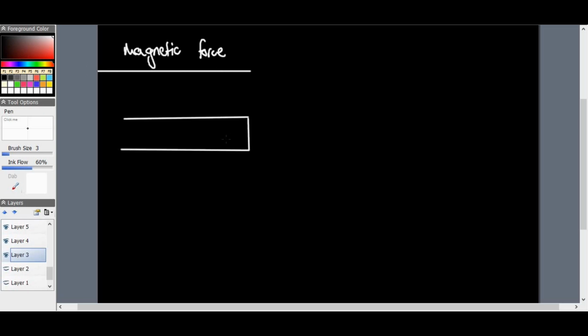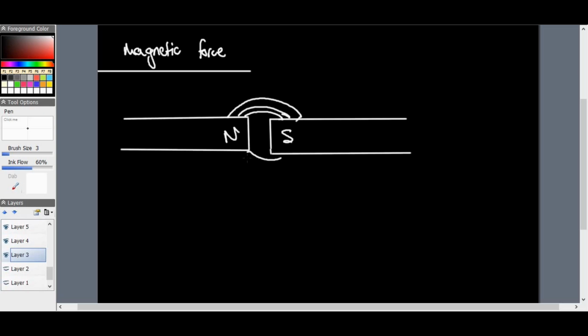Let's say this is the north pole of that magnet, and then going this way, the south pole. North and south pole. So what happens when opposite poles of a magnet meet each other? There'll be a force of attraction. The magnetic field lines will do something like this, and of course there'll be lines in the middle as well. They'll just keep going for each other.